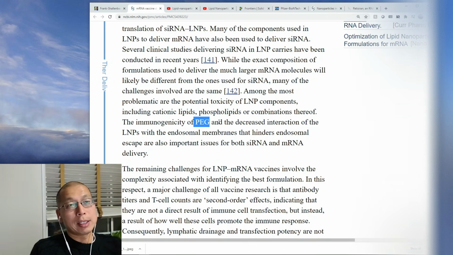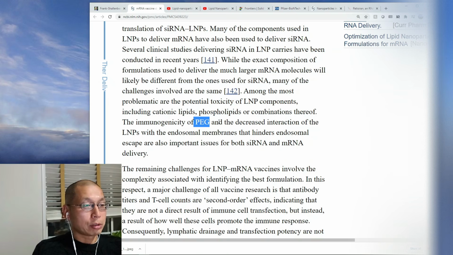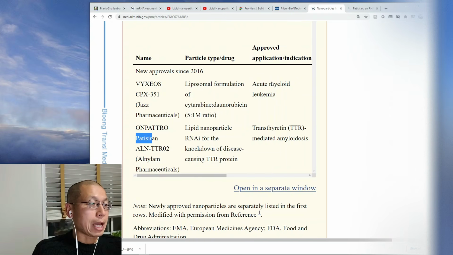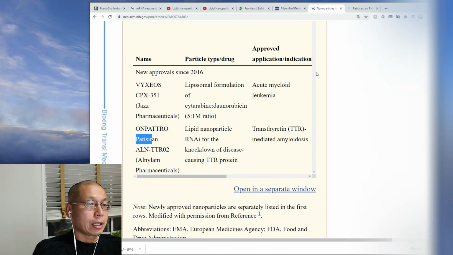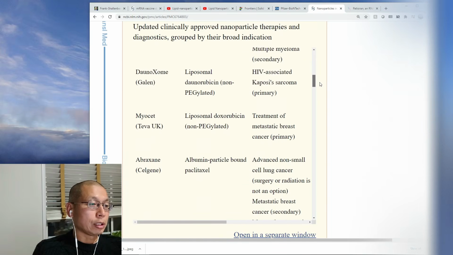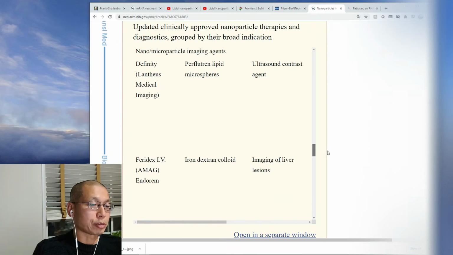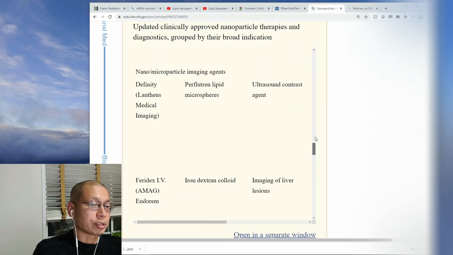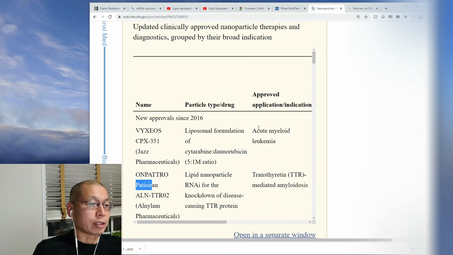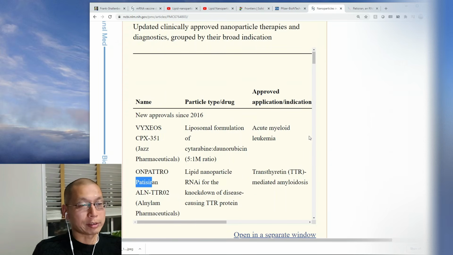But the interesting thing is these drug delivery systems are definitely happening. And you can see there's a long list of drugs that are nanoparticle and liposomal drug delivery systems that are currently approved. And there's hundreds more in clinical trials now.